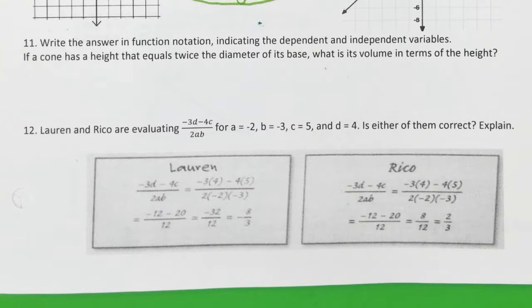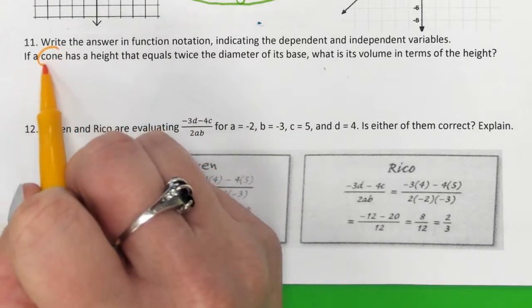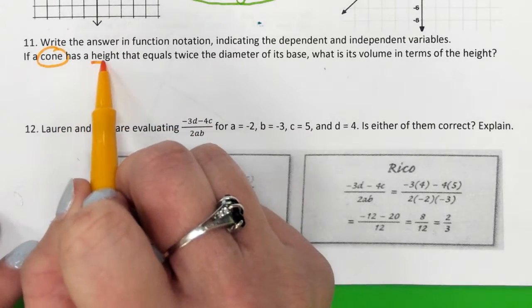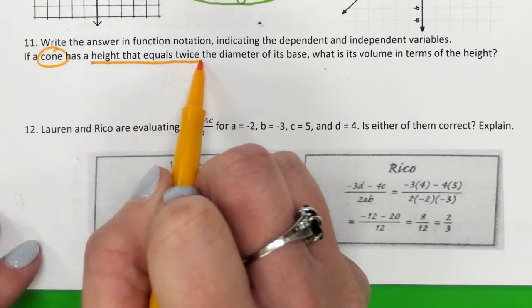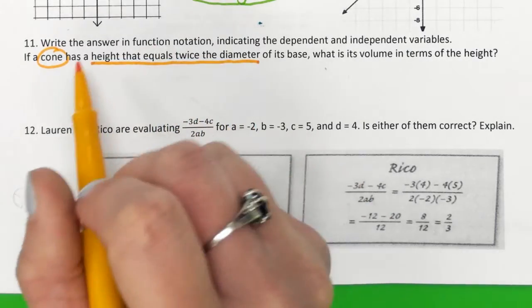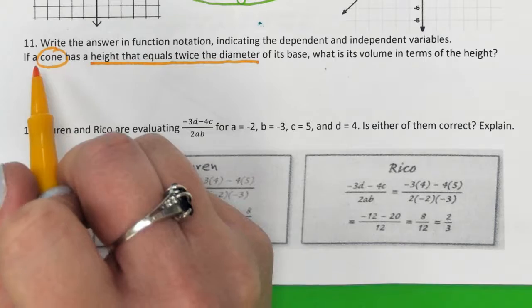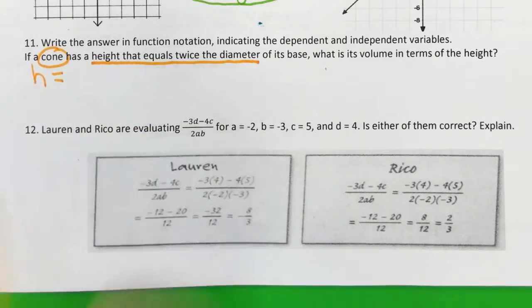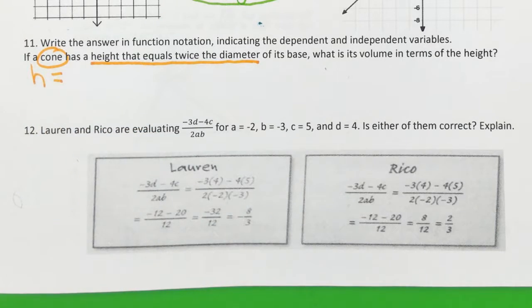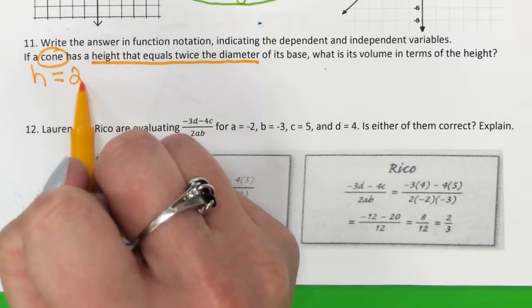Y'all ready? Focus, focus, focus. Here we go. So, what is it? Jackson, the second sentence. What does it say first? Yeah. If a what? If a cone, right? All right, stop right there. It has a what? What equals? Height equals, right? And what does it equal? 2 times the diameter, so we can write that as 2D.